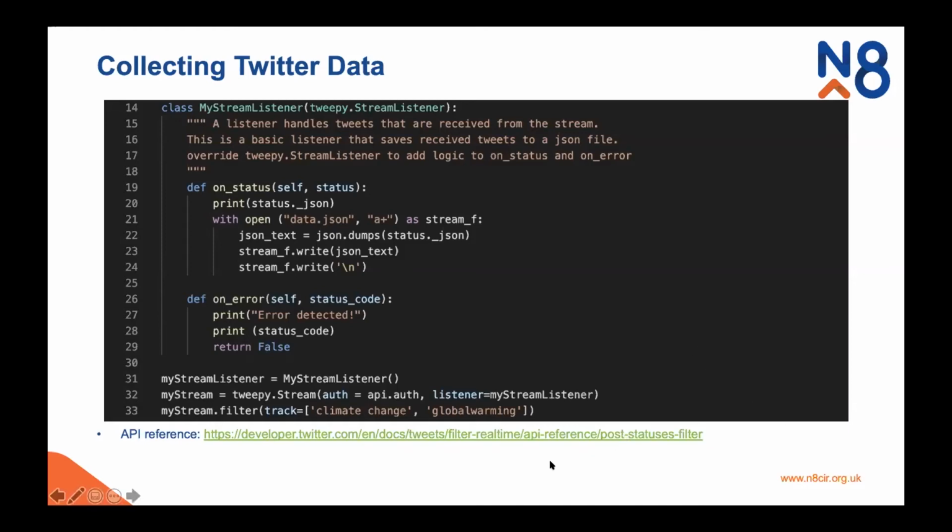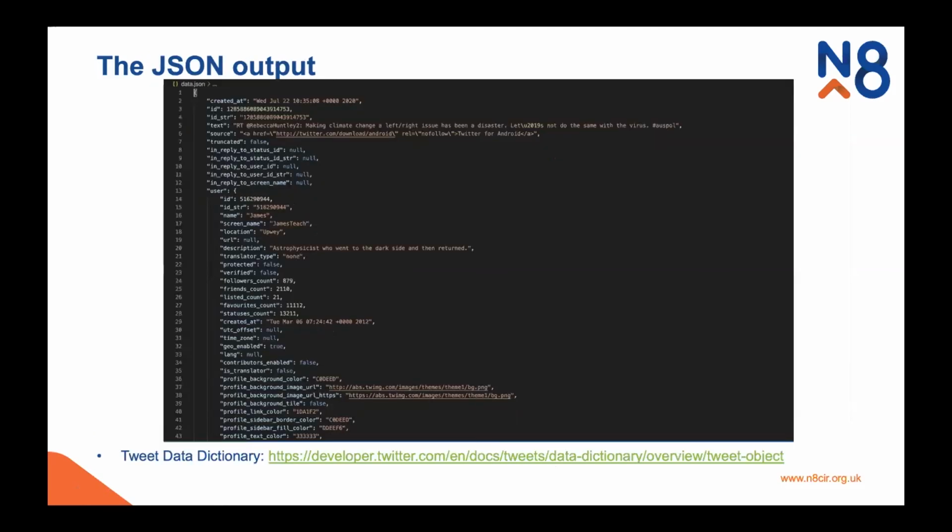So you can go to the official Twitter API reference, where you will see all the possible filter queries that you could use. Now, once you start collecting, it starts writing to our JSON file. So here is an example of the JSON outputs when you stream the data.